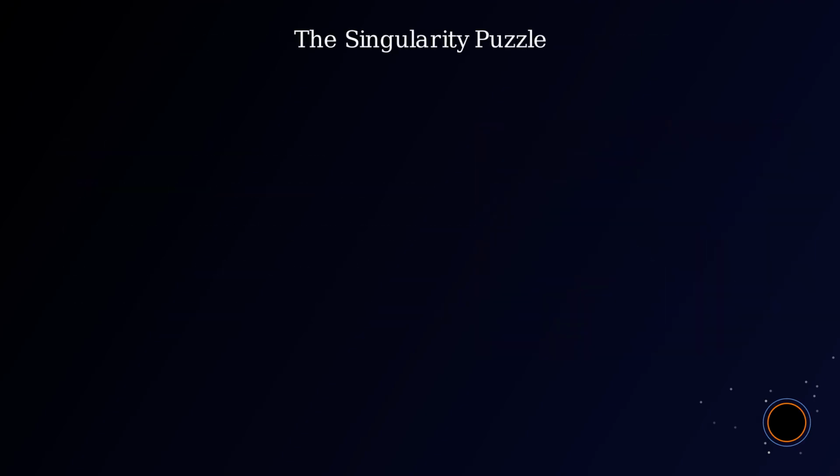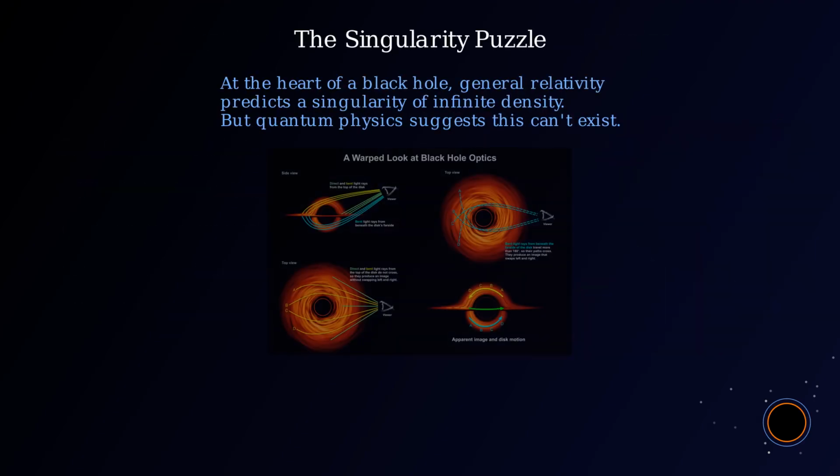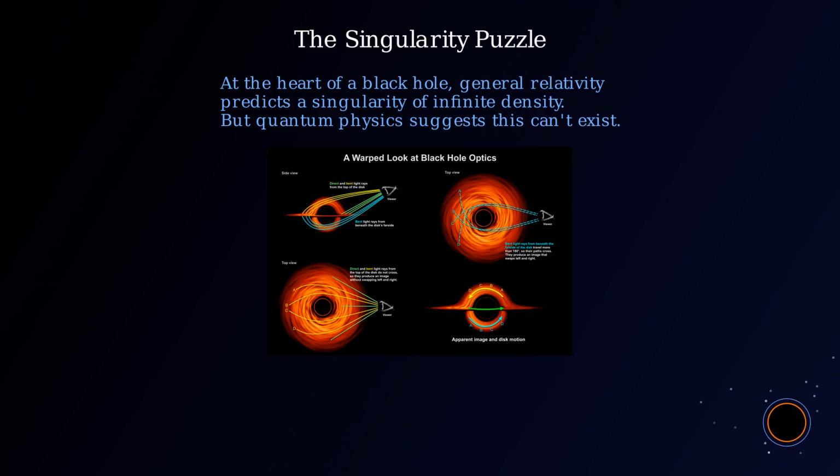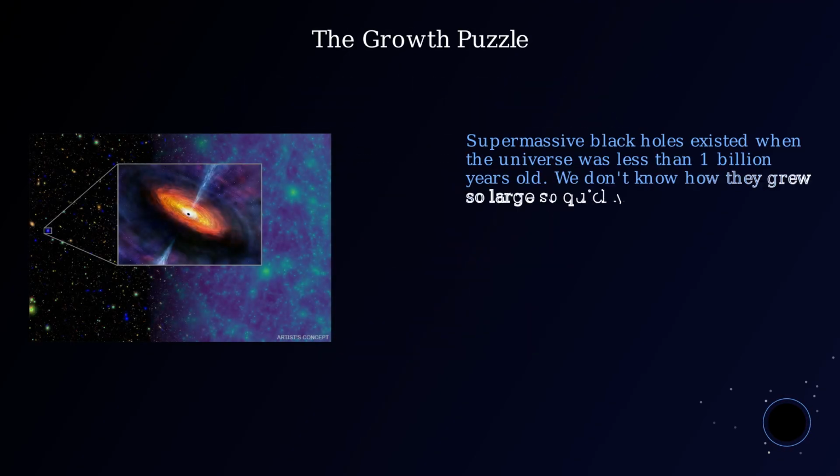The singularity presents perhaps the greatest mystery. General relativity predicts a point of infinite density and space-time curvature, but quantum mechanics suggests such infinities cannot exist in nature. Another major puzzle is how supermassive black holes reached billions of solar masses when the universe was less than 1 billion years old. Current models of black hole growth can't easily explain this rapid development.